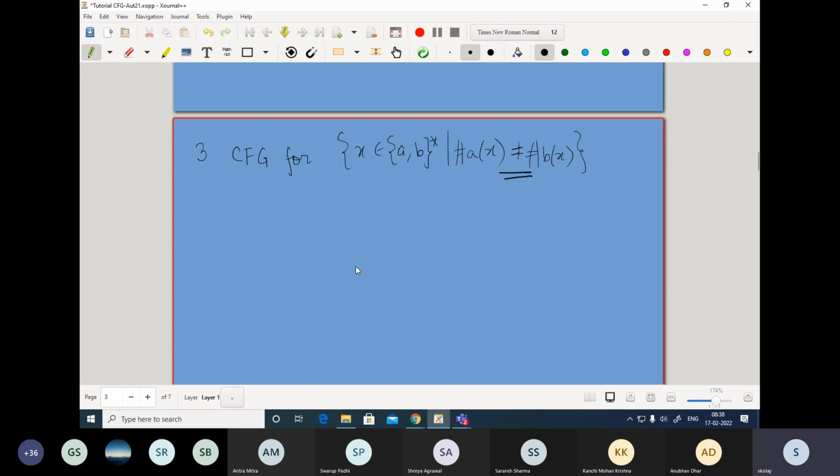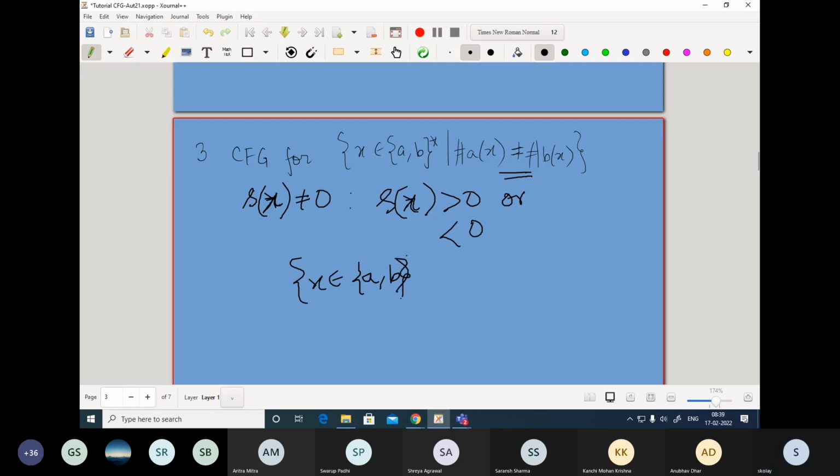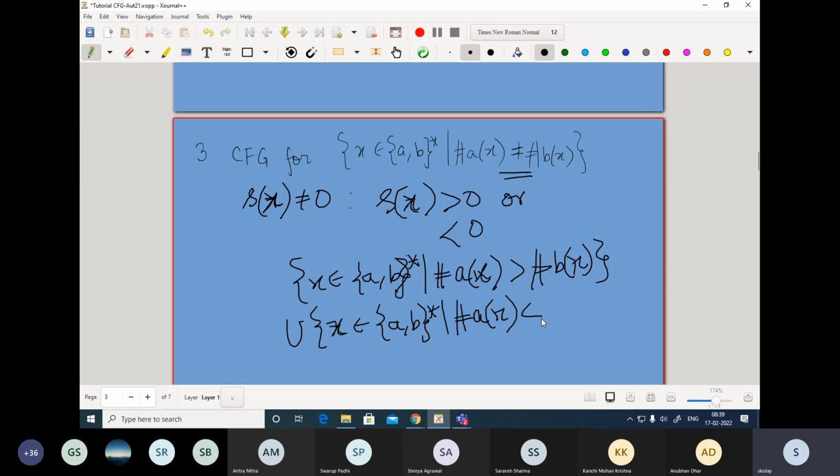What does this mean? What are the strings that are in this language? The surplus will be non-zero: S of X is not equal to 0. So again, I will write it as S of X is strictly greater than 0 or strictly less than 0. The problem comes down to this: the number of A's in X is strictly greater than the number of B's in X, union all X's such that the number of A's is strictly less than the number of B's in X.